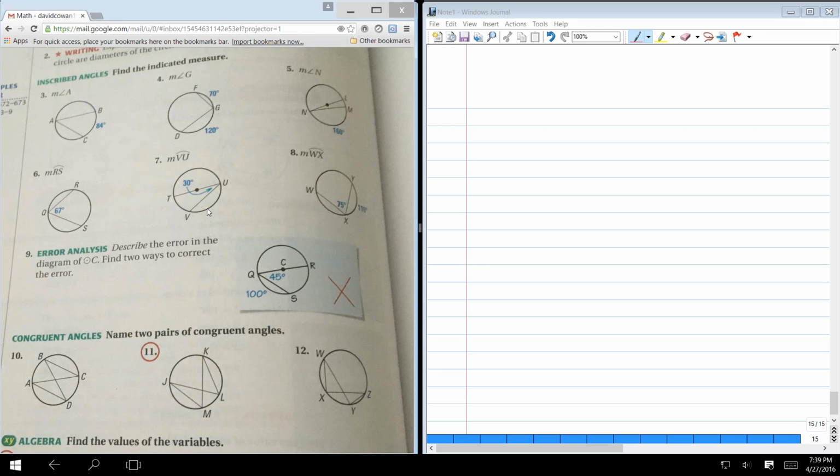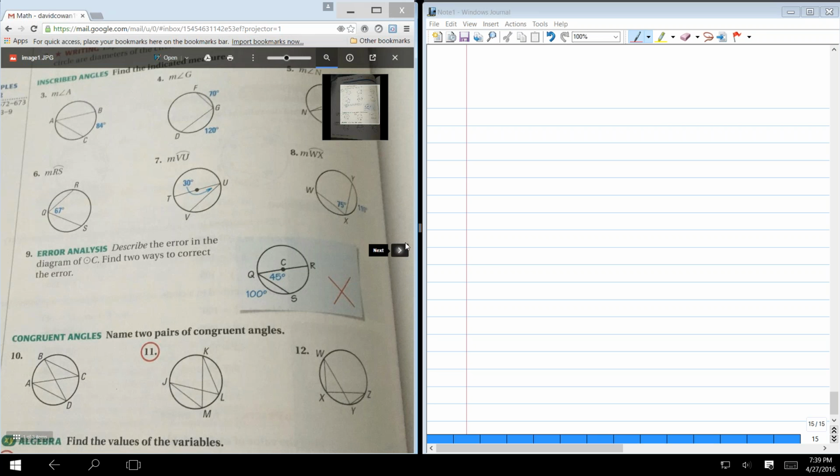Always check to make sure it makes sense. In other words, 20 degrees didn't make sense. That's too small. That's a pretty big arc. That's like a third of the circle, right? Right. So it should be in the neighborhood of 120, a third of the circle. Exactly. Okay, number 8.